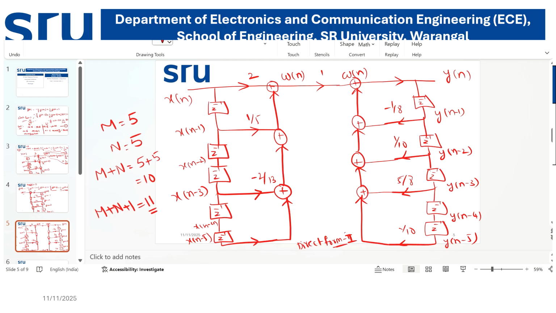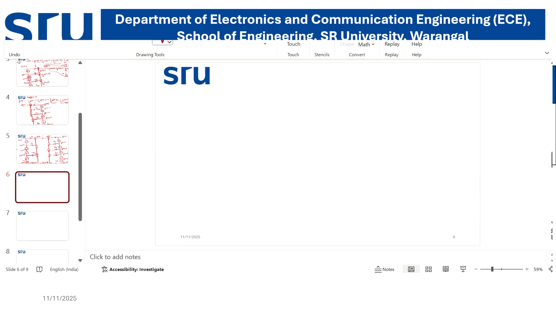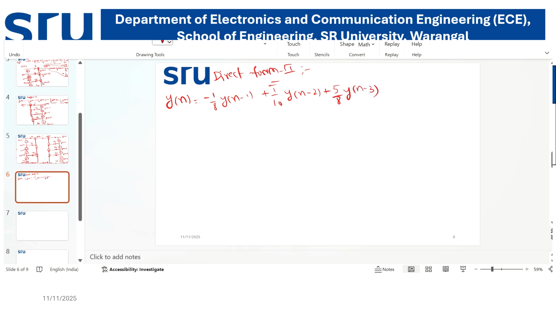So now we will compare the same with the direct form 2 structure. Now for the direct form 2 structure, write down the first given expression, that is y of n is equal to minus 1 by 8 y of n minus 1 plus 1 by 10 y of n minus 2 plus 5 by 8 y of n minus 3 plus 1 by 10 y of n minus 5 plus 2 into x of n plus 1 by 5 x of n minus 1 minus 2 by 13 x of n minus 3 plus 1 by 32 x of n minus 5. Give it as equation number 1.